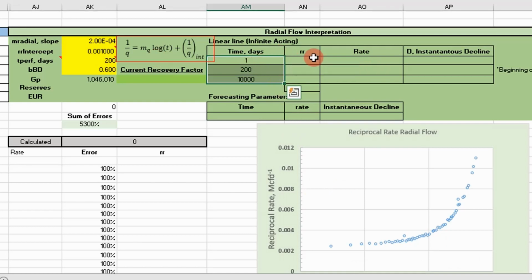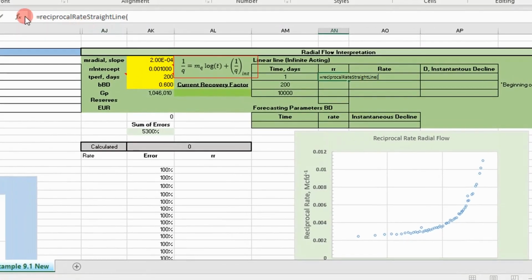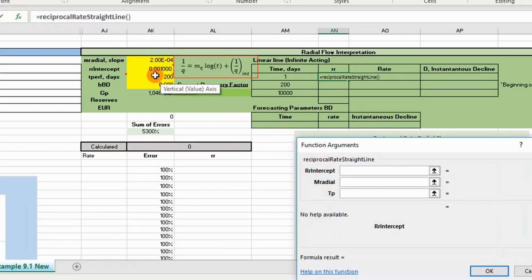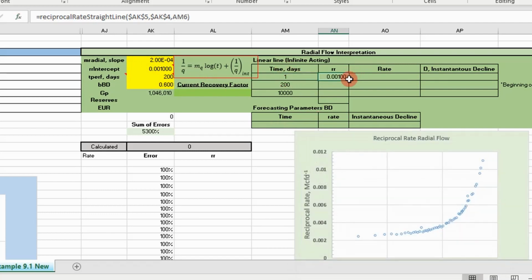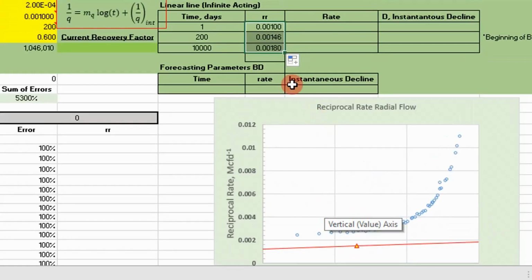I've put in a VBA function, and I'm calling it reciprocal rate straight line, and it's going to take those exact parameters. It's going to take our intercept, and you're going to want to freeze these, our slope, and our time produced. I'm going to carry that down, and you can see here's our straight line right there. And what I've shown with this triangle here is the time produced to the end of radial flow.